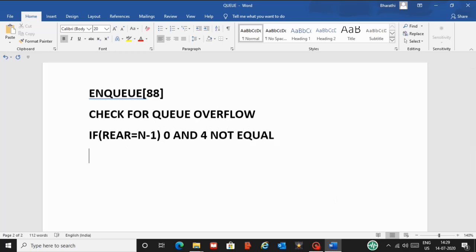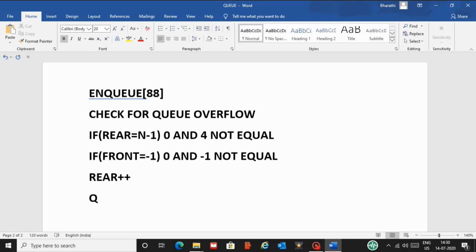Right? The next step is to check whether the element is the first element. How do I do that? If front is equal to -1, what is the value of front? 0 and -1, not equal. So if it is not the first element and the queue is not full, what are you doing? Increment the value of rear and insert in that location. Rear plus plus, and Q of rear is equal to 88. Let us see here.